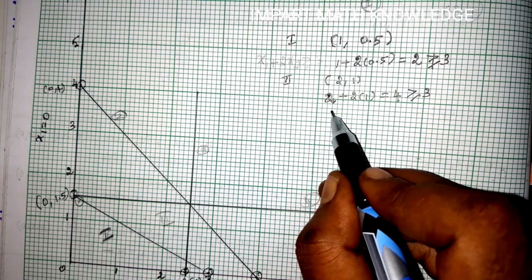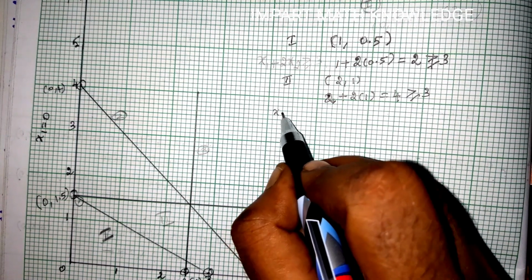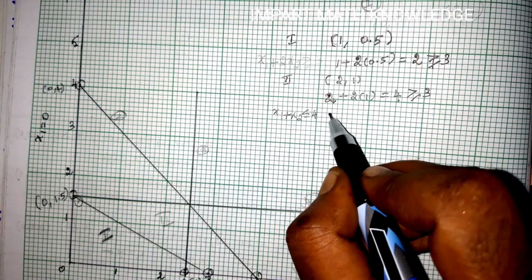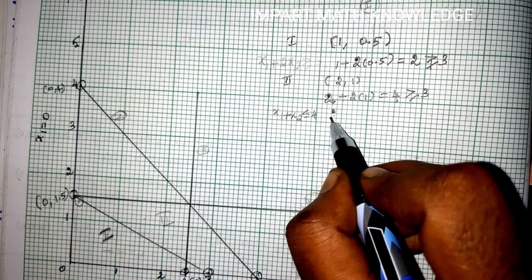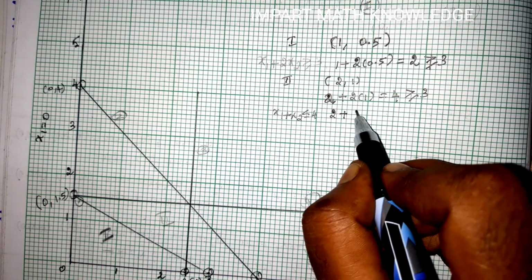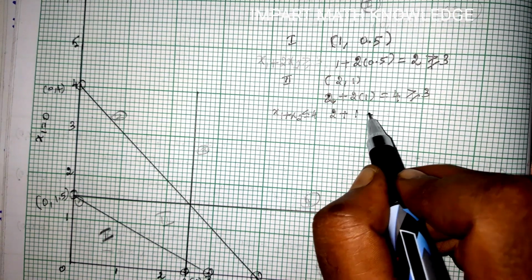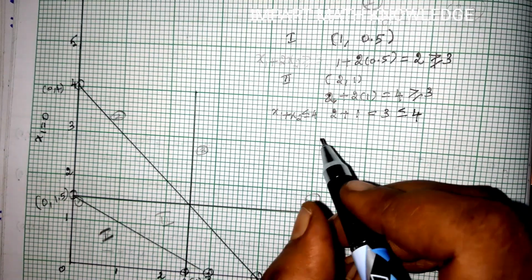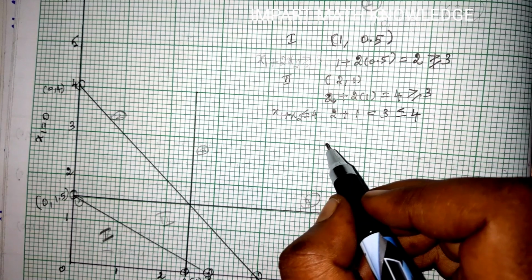Now I move on to the second condition. The second condition is x1 plus x2 less than or equal to 4. I am substituting the value here. x1 value is 2 and x2 value is 1. This is equal to 3, so this is less than or equal to 4. This condition is also satisfied.